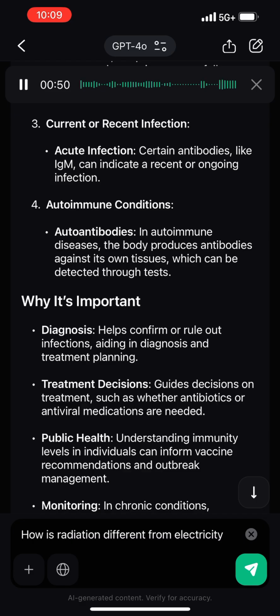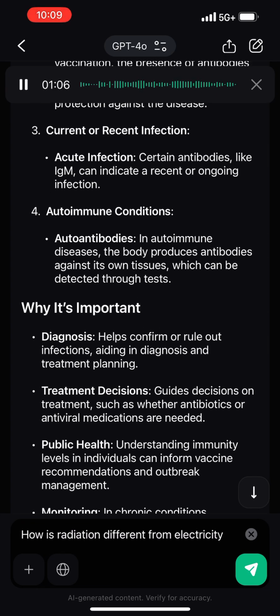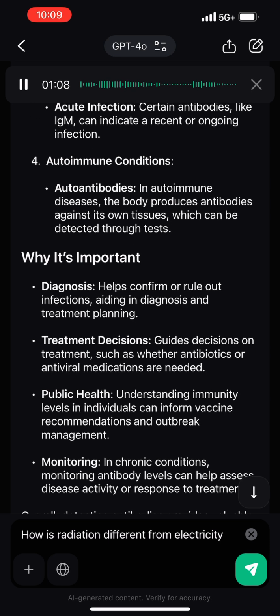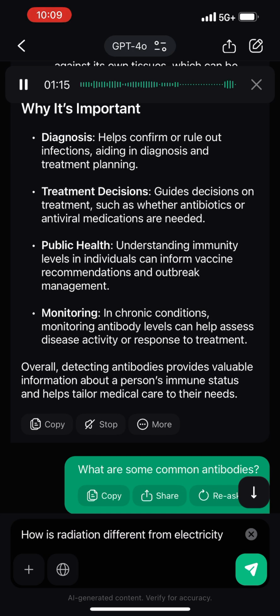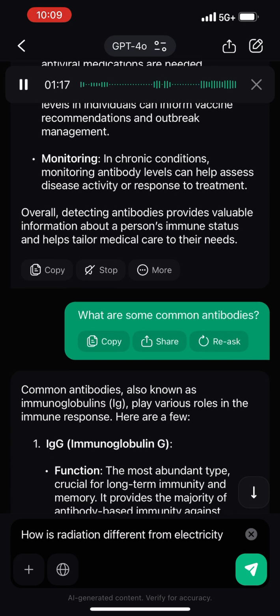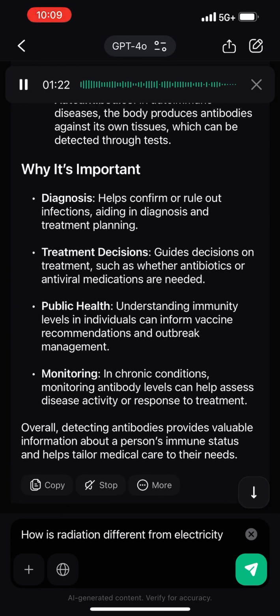4. Autoimmune conditions. Autoantibodies: in autoimmune diseases, the body produces antibodies against its own tissues, which can be detected through tests. Why it's important. Diagnosis: helps confirm or rule out infections, aiding in diagnosis and treatment planning. Treatment decisions: guides decisions on treatment, such as whether antibiotics or antiviral medications are needed. Public health: understanding immunity levels in individuals can inform vaccine recommendations and outbreak management.